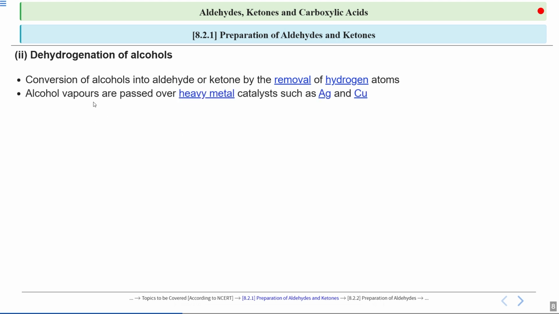So what happens in this reaction? Alcohol vapors are passed over heavy metal catalysts like silver and copper. These metals facilitate the removal of hydrogen, which makes this reaction more efficient. So let's break down this dehydrogenation process. It involves several steps.